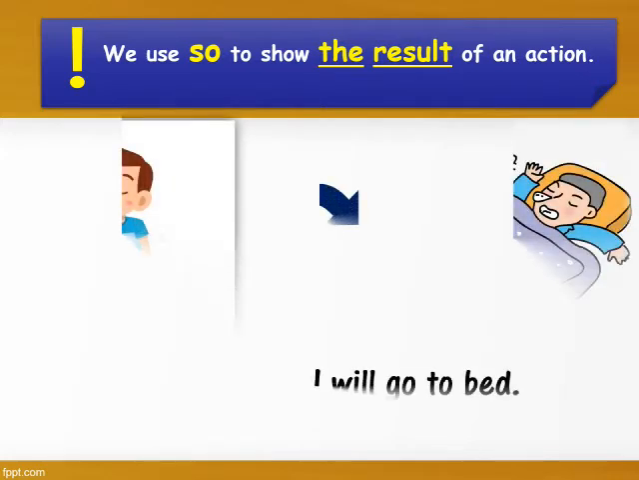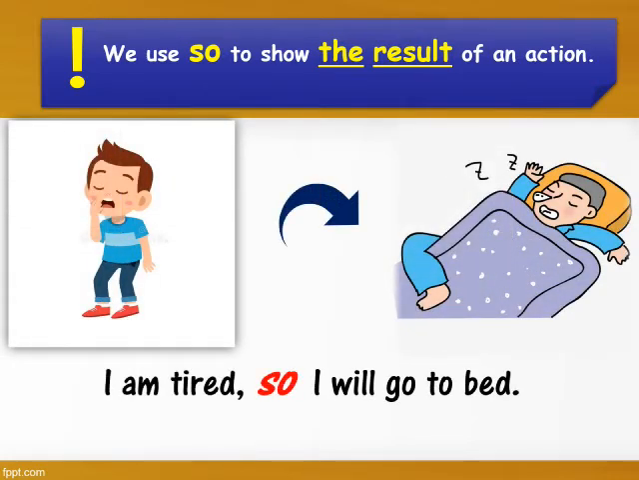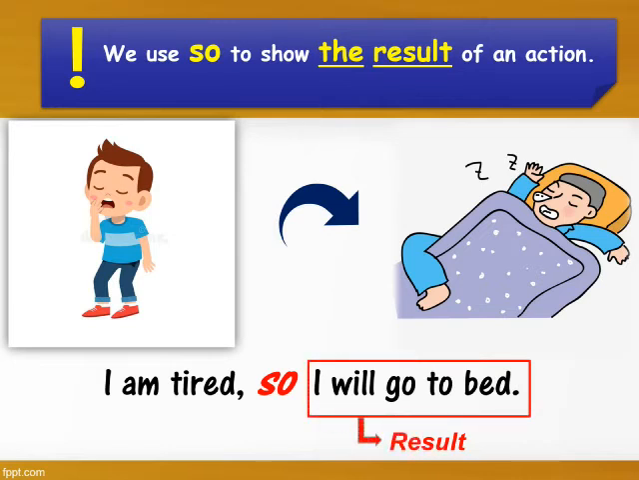We use so to show the result of an action or the result of a condition. For example, I am tired, so I will go to bed. The conjunction so here is used before the result of the condition.